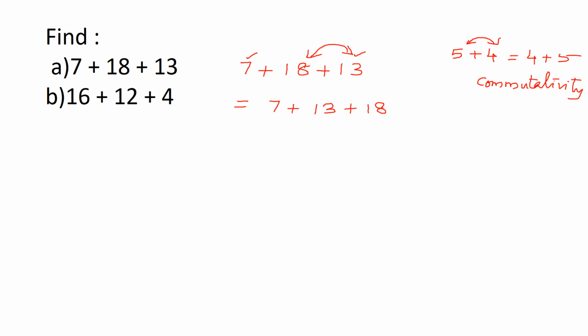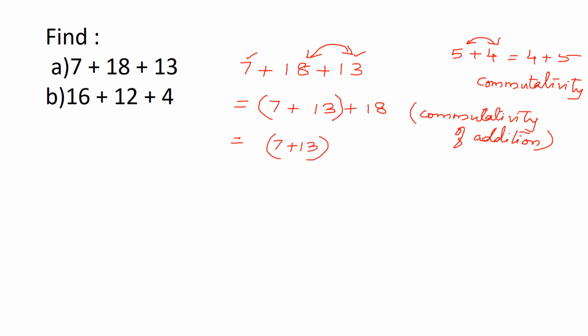So in this case what I did, I first changed these two. So what I got? I got commutativity of, what did I do here? I did commutativity of addition. Is it clear children? Commutativity of addition. This is what I have done here. Okay, 13 and 18 I have exchanged. So what do I get? Now what will I do? I'll put 7 and 13 together. So in the next step I am putting 7 and 13 together plus 18.